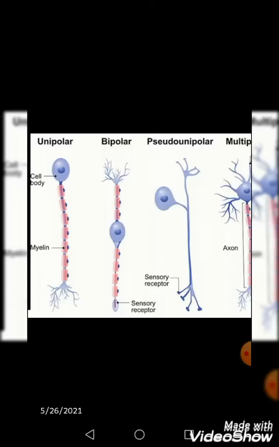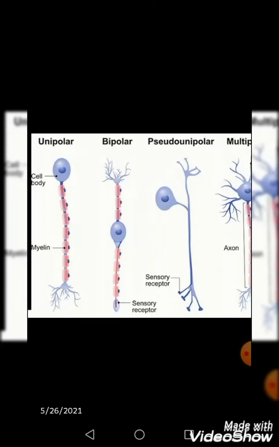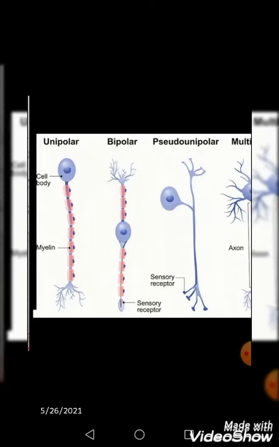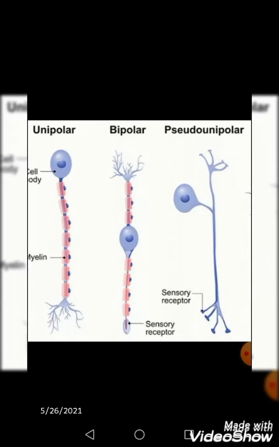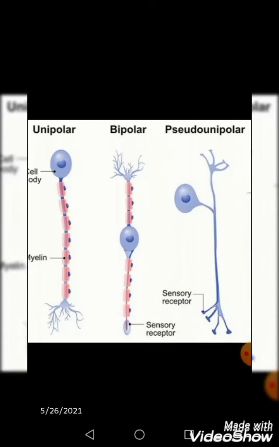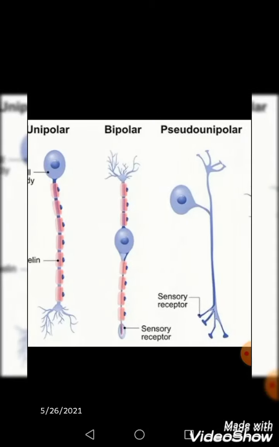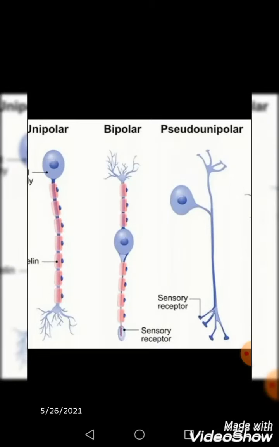One of them will behave as dendrites and the other will run towards the CNS as an axon, right? And they resemble the letter T, and in this way they do their function. The unipolar neuron, where is it present? It is present in the dorsal root ganglia of the spinal nerve, if you remember, and the other place is the sensory ganglia of your cranial nerves, right?